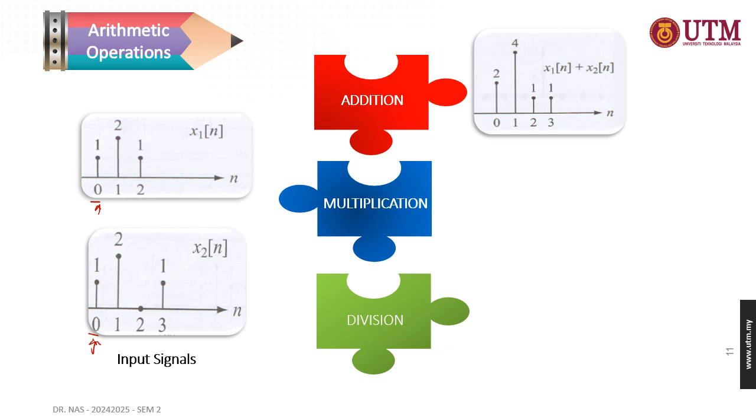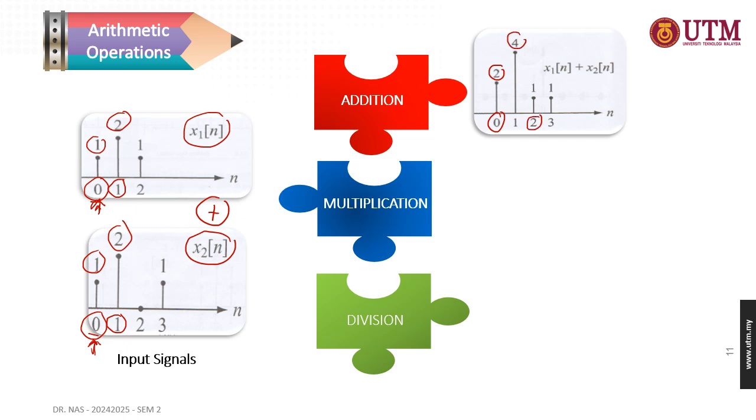Okay, when you add x1 plus x2, first start with 0. Make sure it is also at 0. So the amplitude at 0 is 1 plus 1, so it is 2. At 1, the amplitude is 2 plus 2, which is 4. At 2 it's 1 plus 0, so it's 1. At 3, here it's nothing, so it's 0 plus 1, so it's 1.